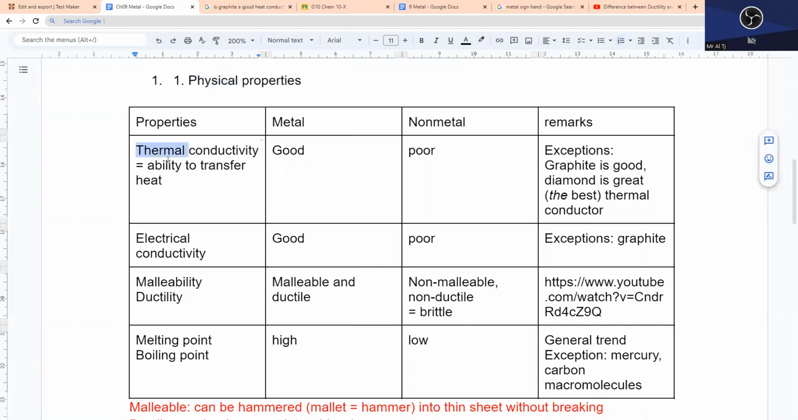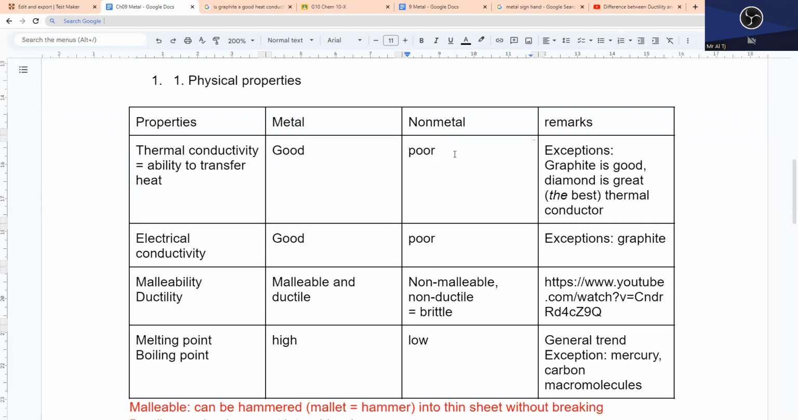The first is the thermal conductivity, which is the ability to transfer heat. We use this thermal conductivity to distinguish between what is metal and what is non-metal. Now, in general, metal will be a good thermal conductor. They will be able to transfer heat well, while non-metal is a poor conductor of heat.